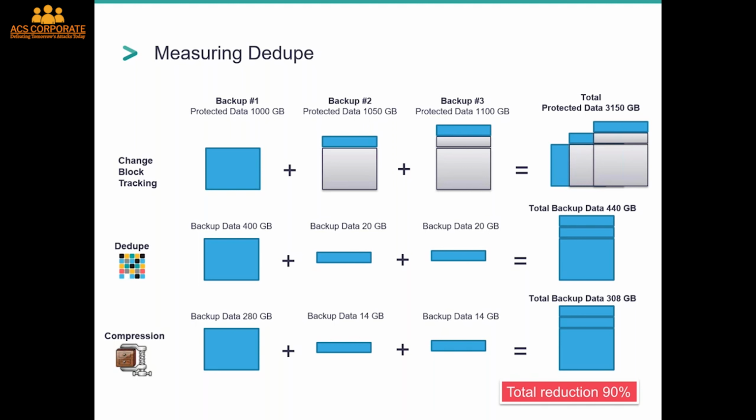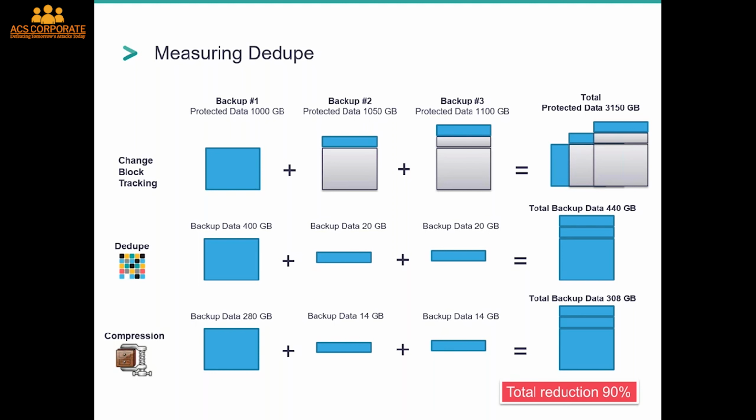But then if you look at the changed block daily backups, we're also deduplicating those as well. So that 50 gigabyte block change has been taken down to 20 gigabytes. So again, you're getting an immediate reduction. And the same for the third backup, that another 50 gigabytes of change has been taken. So in total with dedupe on its own, we've reduced that backup down from 1,100 gigabytes down to 440 gigabytes.